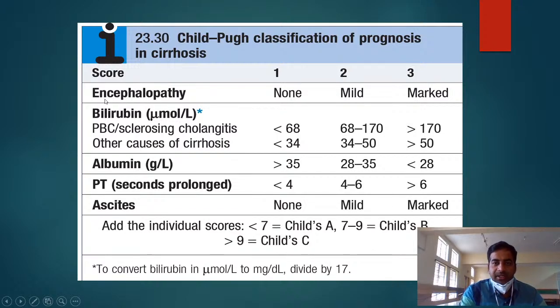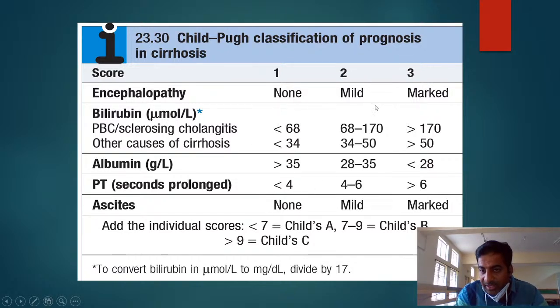Okay, Child-Pugh classification of prognosis in cirrhosis. So encephalopathy, bilirubin, albumin, prothrombin time, and ascites. So these five are the criteria used for Child-Pugh scoring. You have 1, 2, and 3 scoring. If there is no encephalopathy, bilirubin less than 3.4, albumin greater than 3.5, prothrombin time prolonged less than 4 seconds, and there is no ascites, you call it as stage 1.